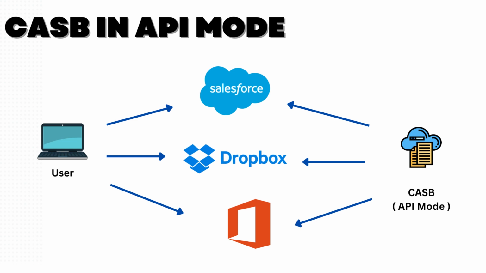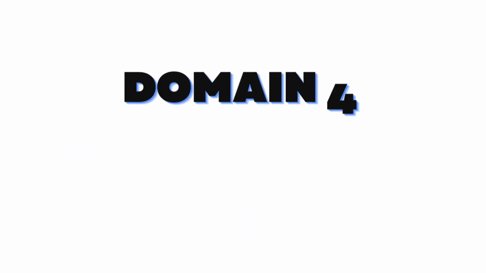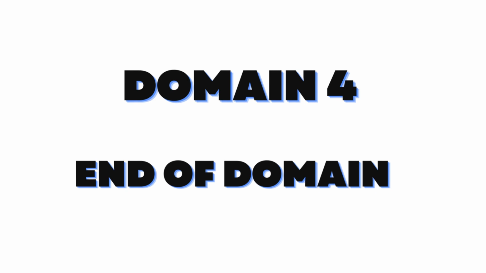The bad thing is it's not real time. Usually it's difficult to prevent; it can't really stop things from happening. It can monitor and let you know what's happening. So this covers CASB, right? I believe we've reached the end of the domain.